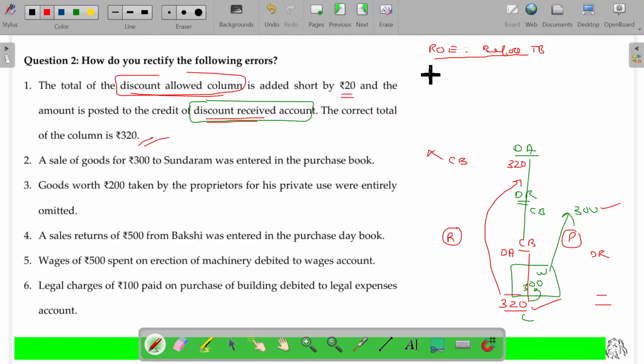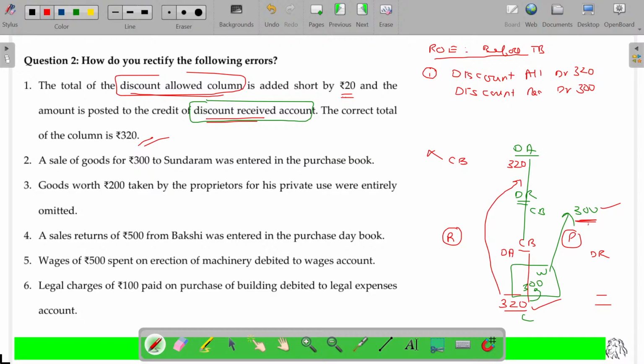So rectification entry for the first one. Correct entry. Discount allowed account should be debited. And wrongly credited to cancel that should also be debited. Wrong should be cancelled by debiting discount received. How much is that? 300. Okay, we no need to post anything in the credit side.